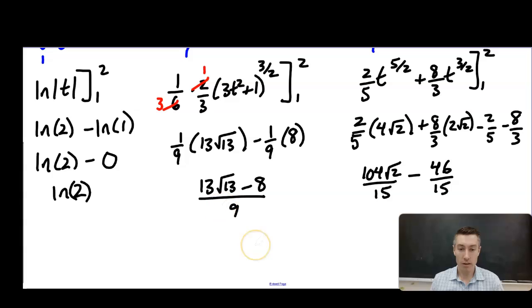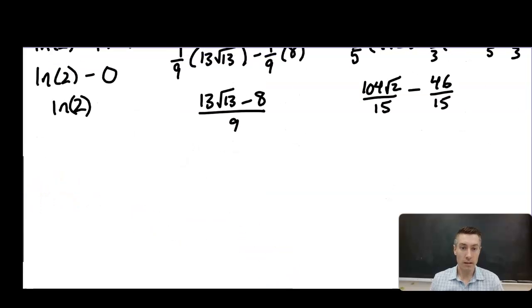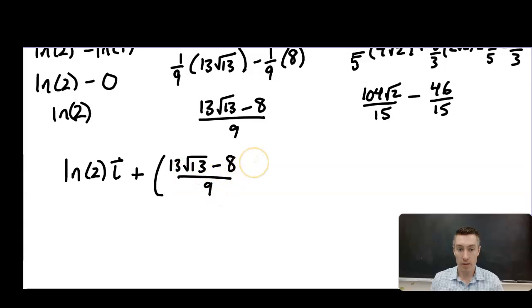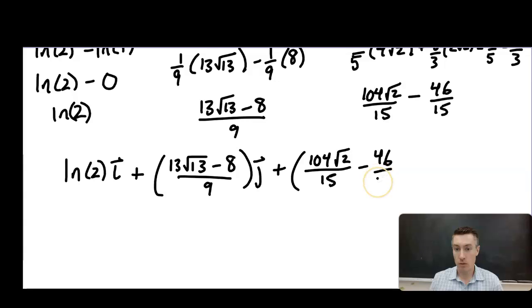and this one, we'll write ijk. We probably should have done ijk in the last slide. Right, the notation is interchangeable, but let's write that. So natural log of 2 i plus 13 rad 13. Now let's fix that. That doesn't look that nice. 13 square root of 13 minus 8 over 9 j plus 104 square root of 2 over 15 minus 46 over 15 k. Right, we don't need any constant vector, because this was a definite integral. And this is the vector we would get.